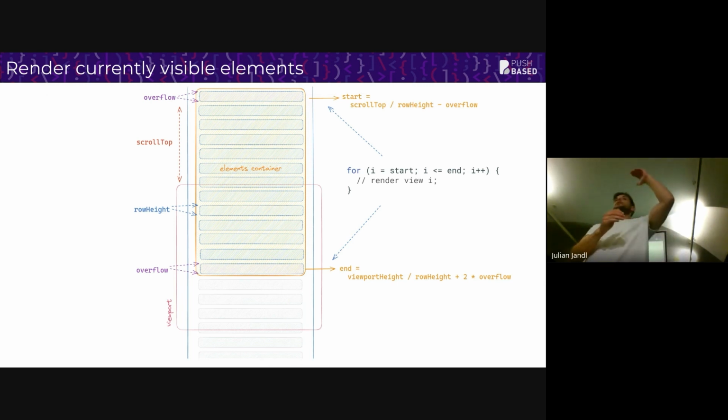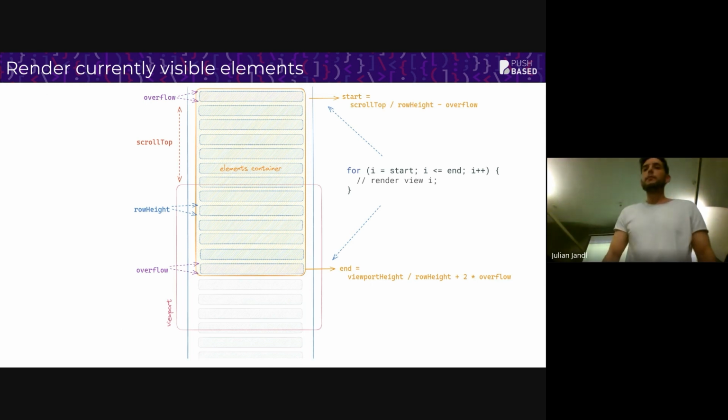First, we need to know what is the first item we want to render. First item is really easy. We just pick our scroll top position and divide it by the row height. Of course, we need to account for the overflow. Here, start is scroll top divided by row height, and you can omit it, but for completion, I put it here as well.